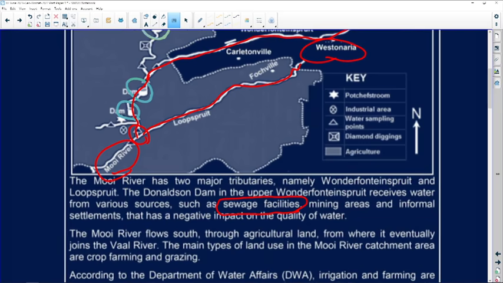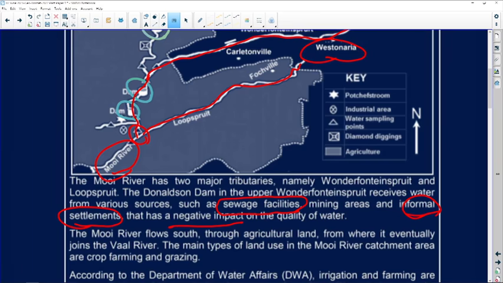This mining area is very close to this western area. Krugersdorp is also known for its mining activities. And we have informal settlements close to these areas. Once again, all three of them, the mining areas, the informal settlements, and the sewage facilities, have a negative impact on the quality of water. Mining is a big culprit in polluting our rivers, as well as informal settlements, because there's a lack of basic needs and services, such as sewage. So people still use the rivers to wash their clothes. They don't have proper sewage systems in place, so much of the sewage goes straight into the river channels.